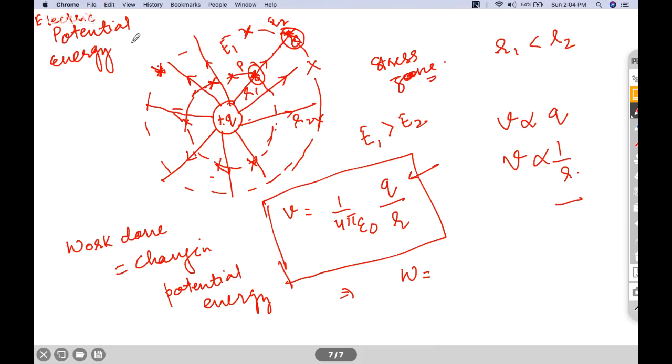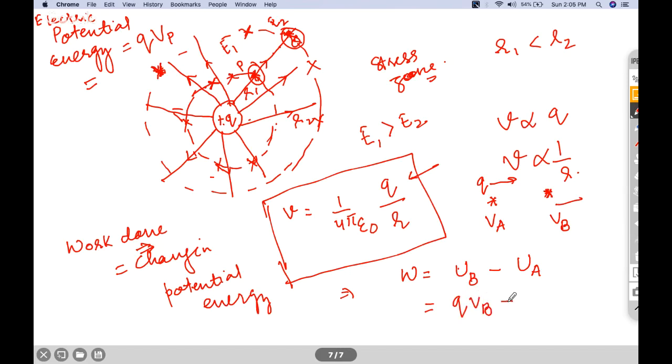electric potential energy is given by Q into V at a certain point. V means the electric potential at a certain point. So this is the potential energy. So work done is equal to change in potential energy. Suppose the potential over here is VA and potential over here is VB, and I am transferring a charge Q from VA to VB. So work done will be equal to the potential energy change, UB minus UA.